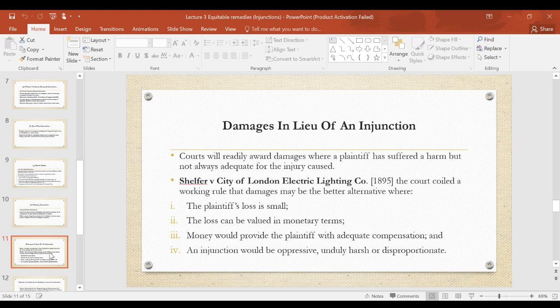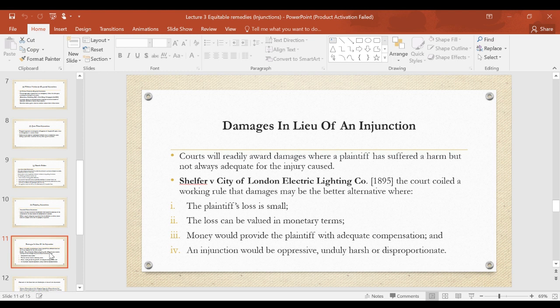According to this Shelfer case, there are four principles that emanated from it. Of course, it has not been followed fully. There are some departures from this, and the court is adopting more flexible mechanisms on how to deal with these rules.